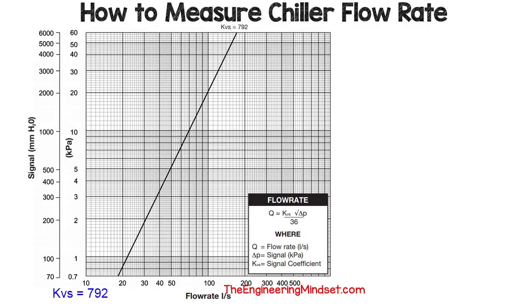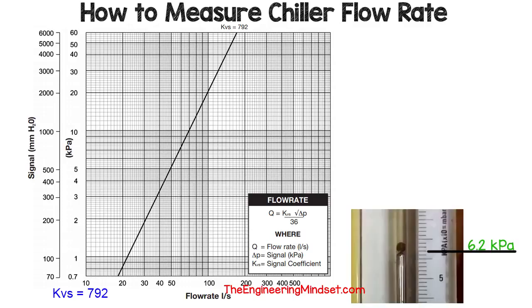So let's just mark our reading on the chart, which was 6.2 kilopascals, and we'll just put this on the y-axis. Then we can draw a horizontal line across until it hits that dark KVS line. From there we can then draw another line straight down vertically to see what the flow rate is. So here you can see it has a flow rate of around 55 litres per second. But if you want a more precise way, then we can perform a calculation.